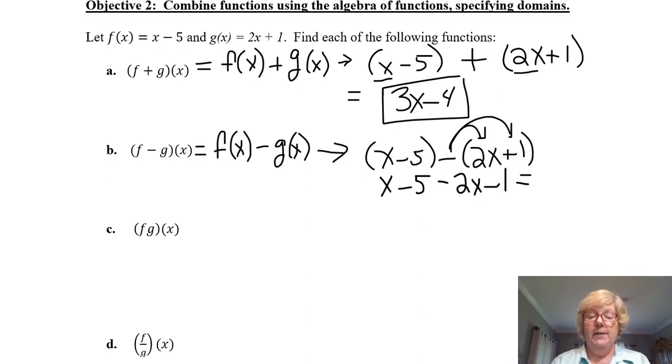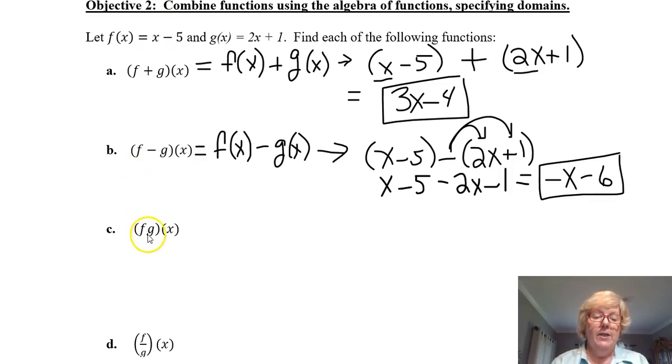Now I combine my like terms. This 1x and negative 2x will give me a negative x. This negative 5 combined with the negative 1 will give me negative 6. So this would be the result when I subtract the functions.